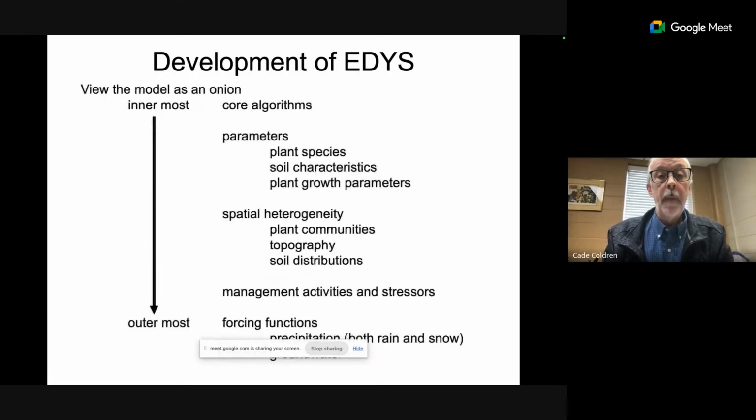And so now you can view EDYS and what we have in place like an onion, if you will. So the innermost layer are those core algorithms. Outside of that are the parameters that we put in: plant species lists, soil characteristics, all the plant growth parameters. And outside of that is the spatial heterogeneity, the plant community's topography, elevation, slope, aspect, distributions of the soils. And then all of our management activities and different types of stressors. And then last, the ones that drive it all are the forcing functions. And for EDYS, since we're talking about plants, those are precip, both rain and snow, but also groundwater.